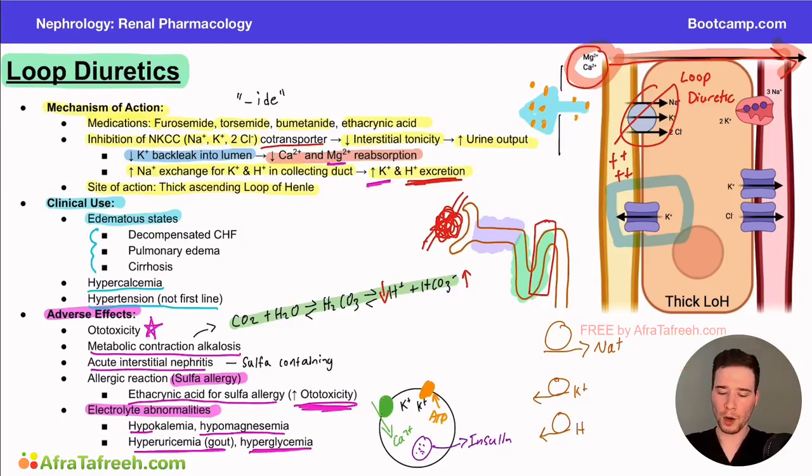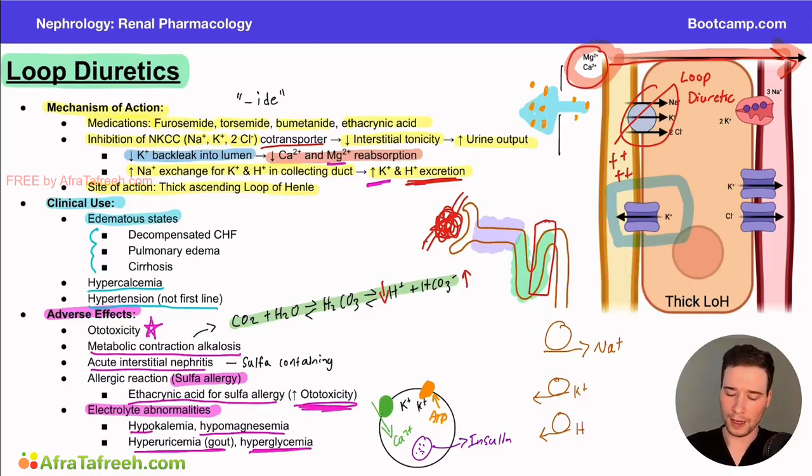So just in quick summary here, we're talking about loop diuretics. Basic things, right? Inhibition of the NKCC channel. This is short for sodium, potassium, 2 chloride. This is going to ultimately increase our urine output through the principle of osmosis. More sodium in the tubule leads to more water staying in the tubule as well, more urine output.